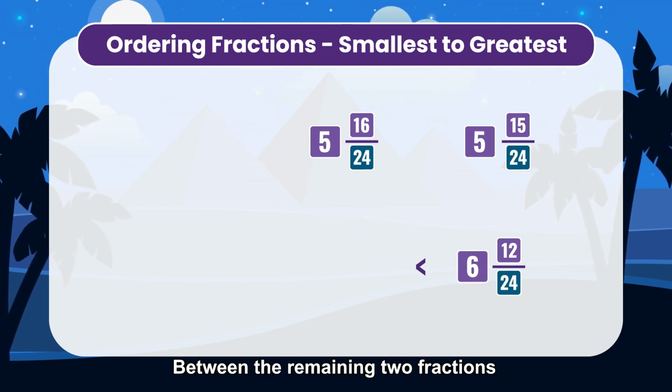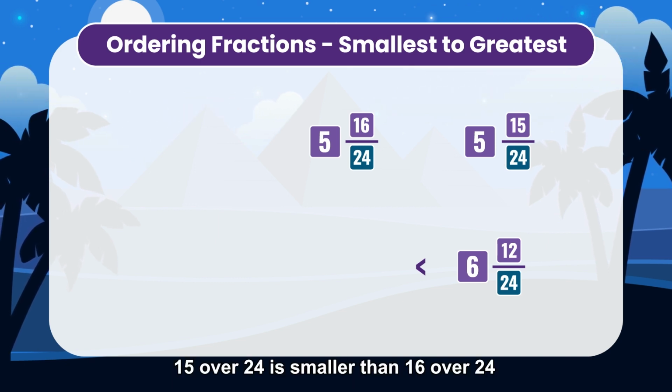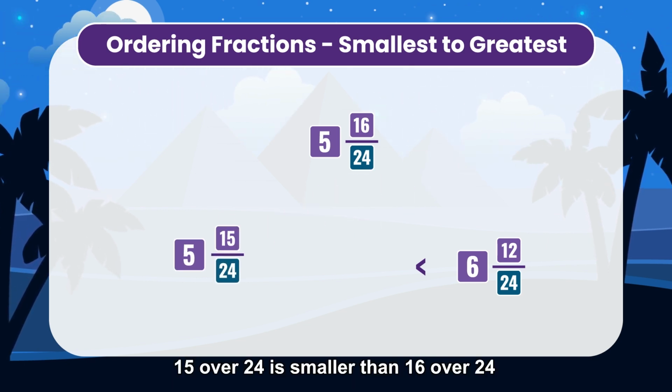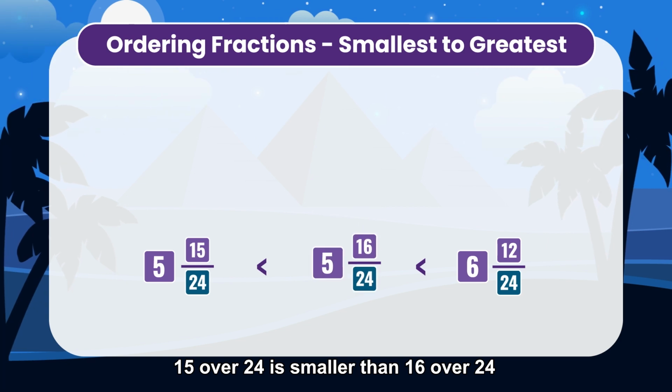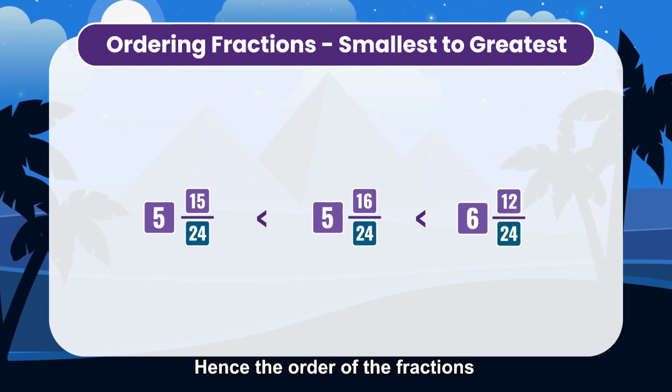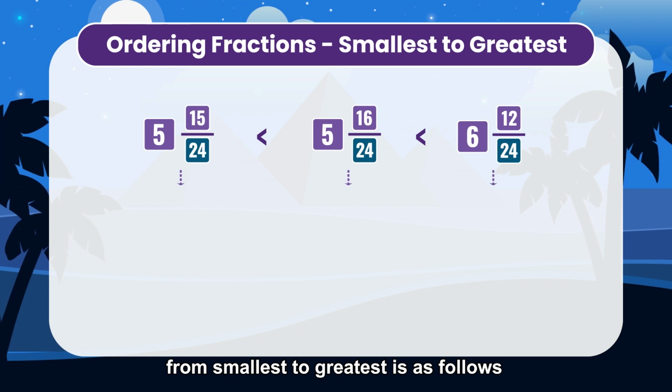Between the remaining two fractions, 15/24 is smaller than 16/24. Hence the order of the fractions from smallest to greatest is as follows.